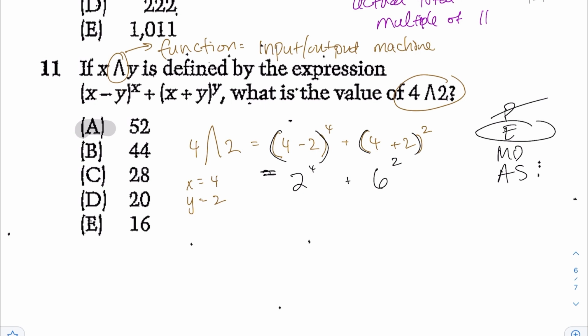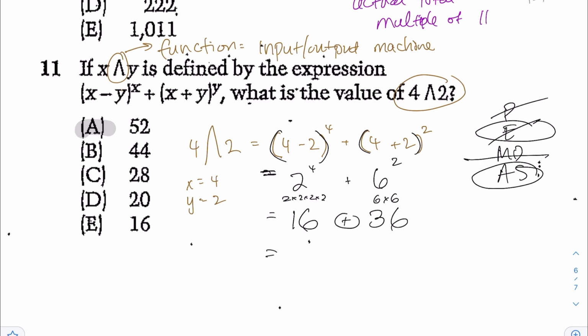Next up are the exponents. So don't add yet, you got to do the exponents first. So 2 raised to the 4 power. Remember, this is 2 times 2 times 2 times 2. It's 2 times itself 4 times. That's going to be 16. And then 6 squared is 6 times 6, or 36. And finally, there's no multiplying and dividing. So then when you add and subtract left to right, you finally add 16 plus 36, which is 52. And that's going to be choice A.